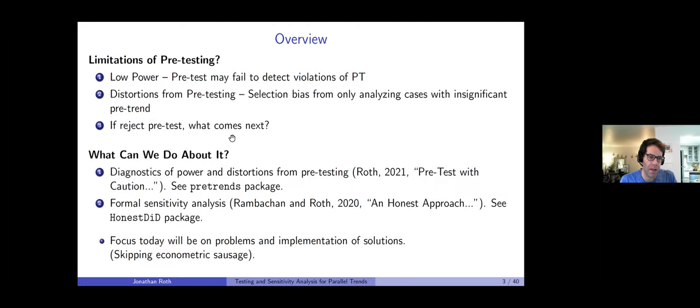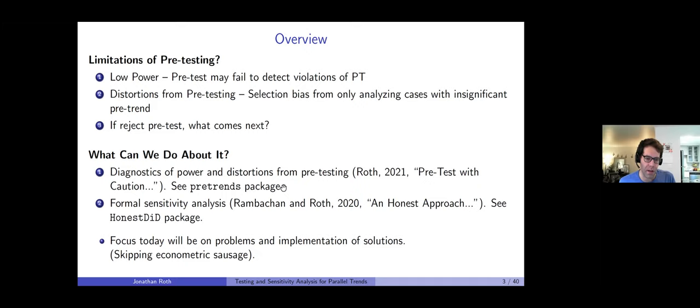And then I'm going to try and answer the question, what can we do about it? I'm going to talk about two approaches discussed in the two papers that I mentioned. The first is basically to do some diagnostics to try and figure out, are we in a case where we think these limitations of pretesting are going to be severe? So we can do diagnostics of power, and we can analyze the likely distortions from pretesting under some user-specified possible differences in trends that may be relevant in our context.